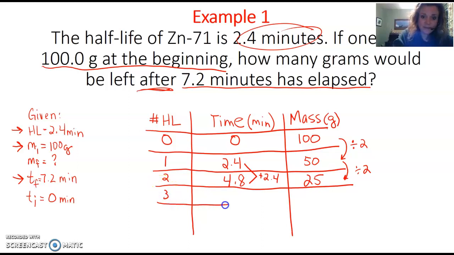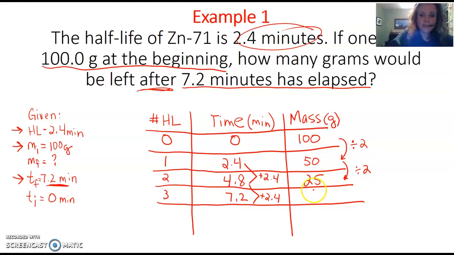After 3 half-lives, I have to add another half-life. So I'm going to add plus 2.4. And when I get that, now I'm at 7.2. That is my final time.